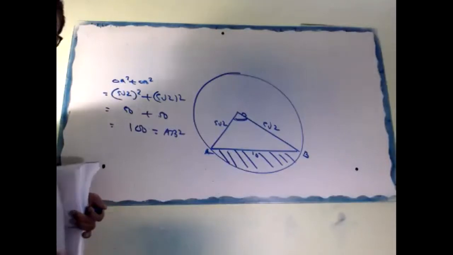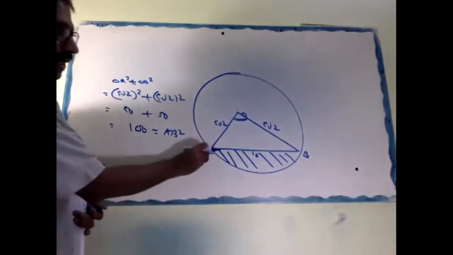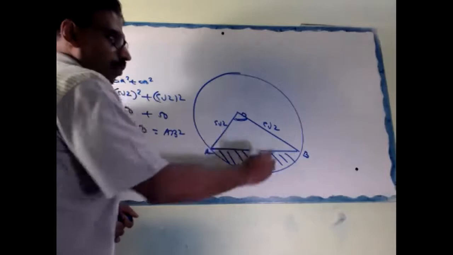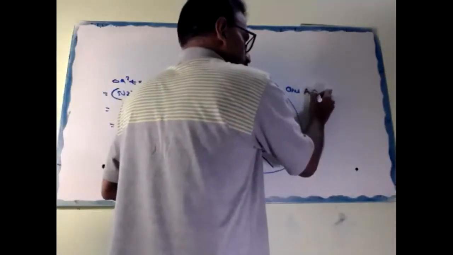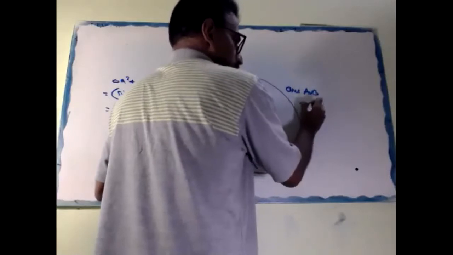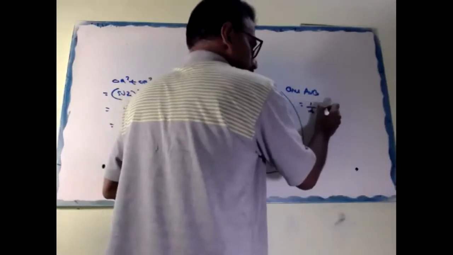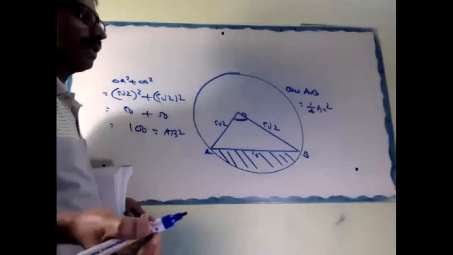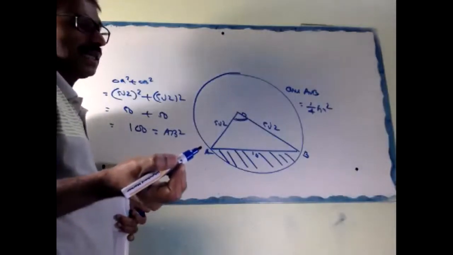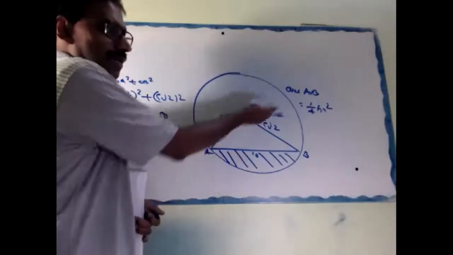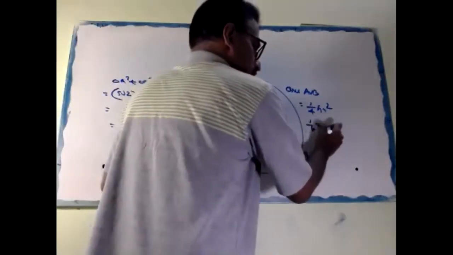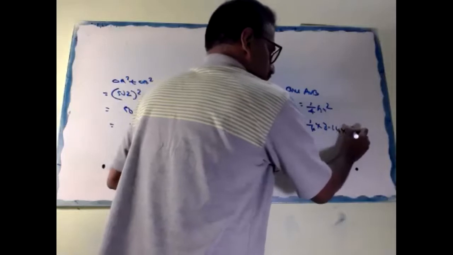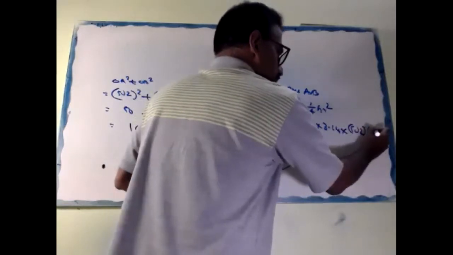Okay. Now, after that, we can find area of the sector AOB. Area of sector AOB, that is 1 by 4 pi r square. Actual formula is what? Pi r square theta by 360. Here it is 90 degree, you can write 1 by 4 pi r square. 1 by 4 into 3.14 into r is 5 root 2 into 5 root 2.